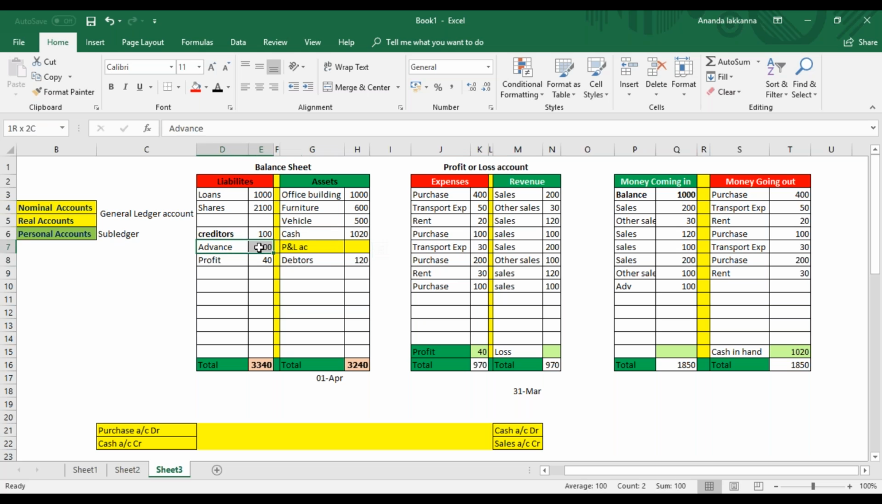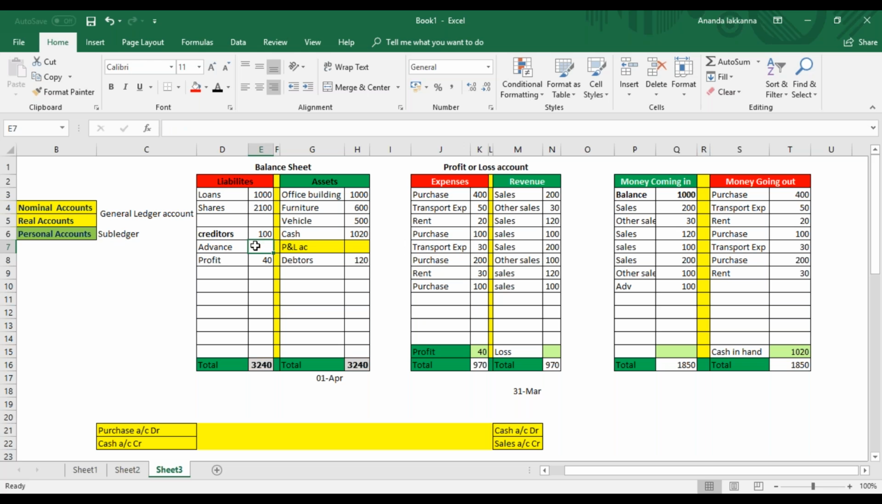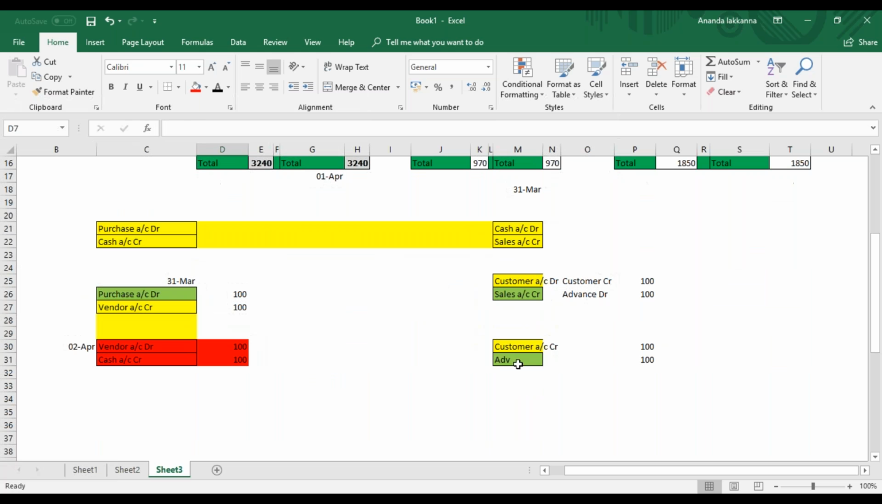But the advance is a liability. Very simple. What you have to do, instead of using the cash account because cash has already been received, you just debit customer advance. Then 100 rupees will go out of your liability, and the credit has been done already. 100 rupees will go out of the liability. Debit and credit has happened, right? Simple. You see here, debit here I'm doing, credit here I'm doing.